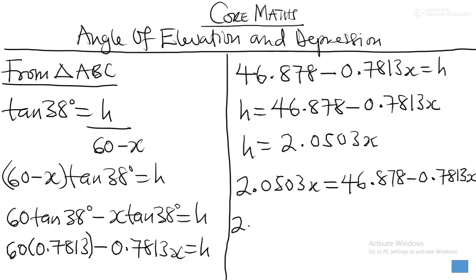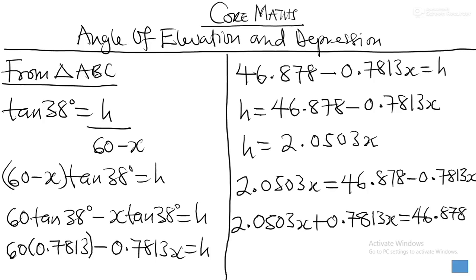So we are going to have 2.0503x plus 0.7813x. I hope you are following. It is equal to 46.878. So let's get our calculator.